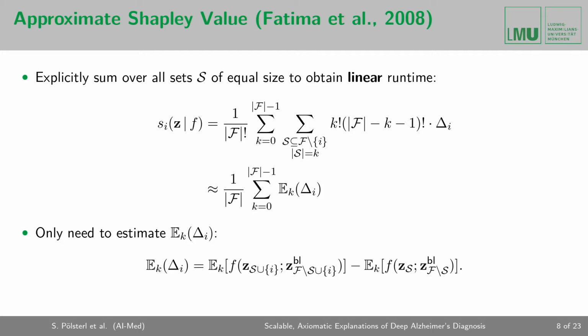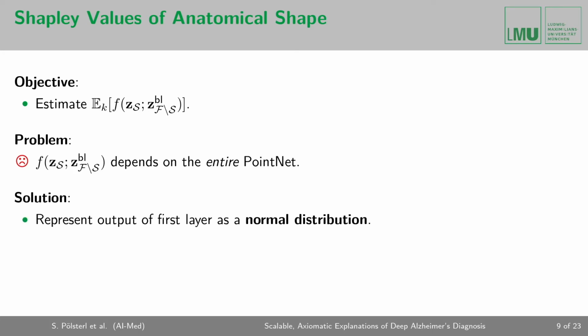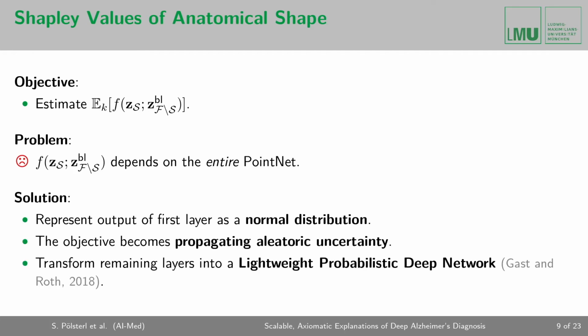Therefore, we will use one forward pass to estimate each of these expectations. To reiterate, we need to estimate the expected prediction of the point net where k points have been replaced with points from a baseline shape. Our proposed solution has two main steps. First, we approximate the output of the first fully connected layer of the point net by a normal distribution. This in turn enables us to treat estimation of the Shapley value as a problem of propagating aleatoric uncertainty.